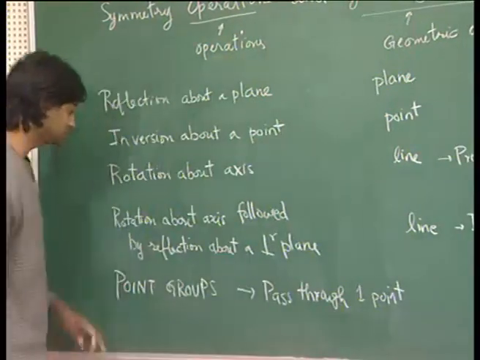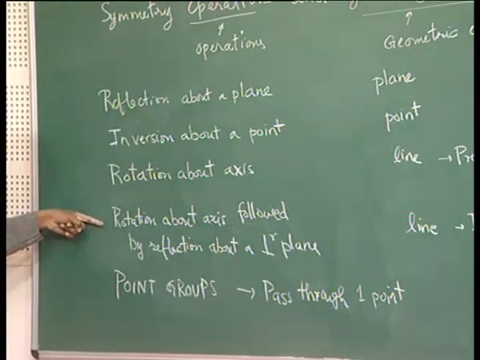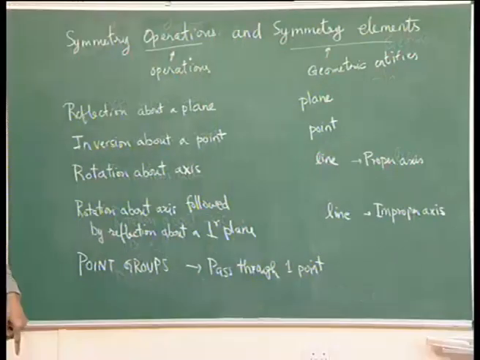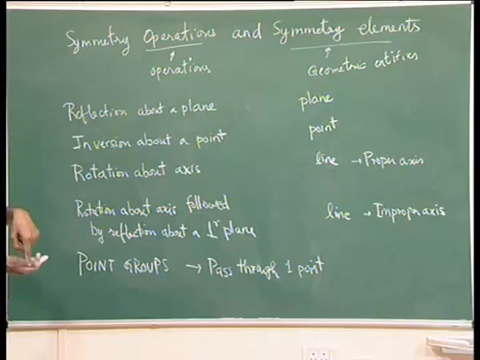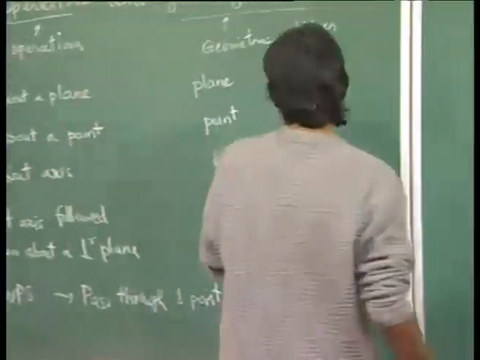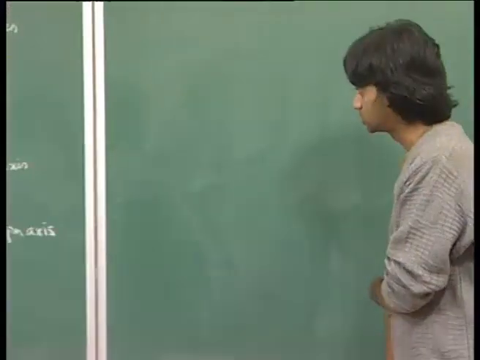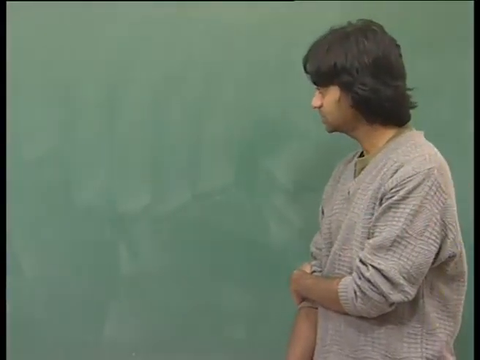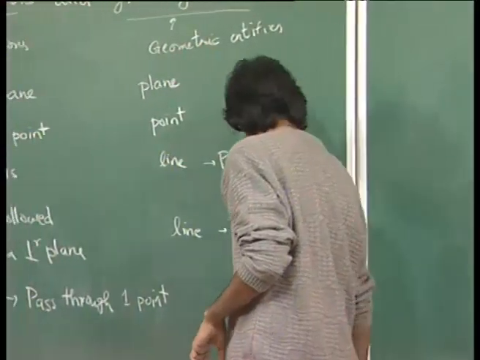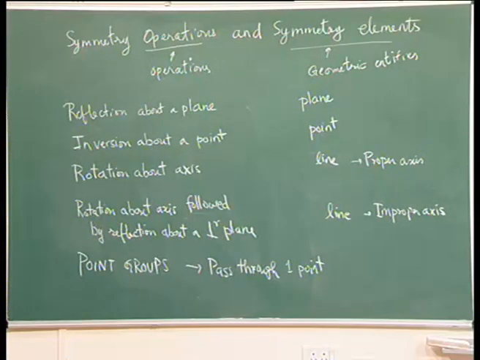So, when I say rotation about an axis followed by reflection in a perpendicular plane, the axis passes through the point which might be the center of the molecule. The perpendicular plane also passes through that point. So, all these elements pass through one point. This will become clear when we look at examples. So, that is what we are going to take up next.